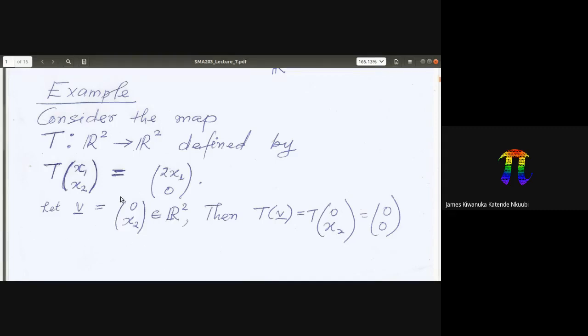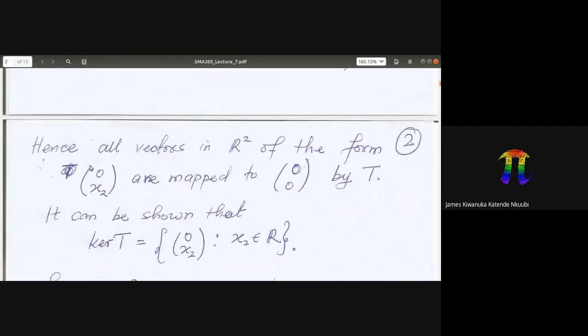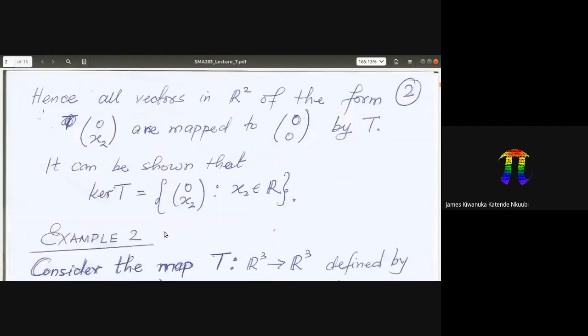So any vector in the kernel will look like this. So we can comfortably say that the kernel of the map consists of all vectors of this form, where the first component is 0, and the second one can be any real number. So any vector of this form will be mapped to 0, and therefore it is in the kernel.